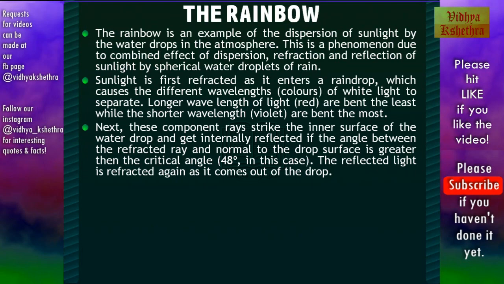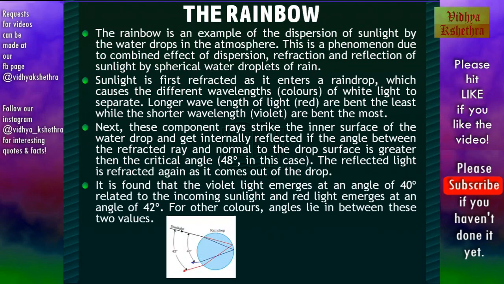Next, these component rays strike the inner surface of the water drop and get internally reflected. This happens if the angle between the refracted ray and the normal to the drop surface is greater than the critical angle, which is 48 degrees in the case of a water droplet. The reflected light is again refracted as it comes out of the drop.